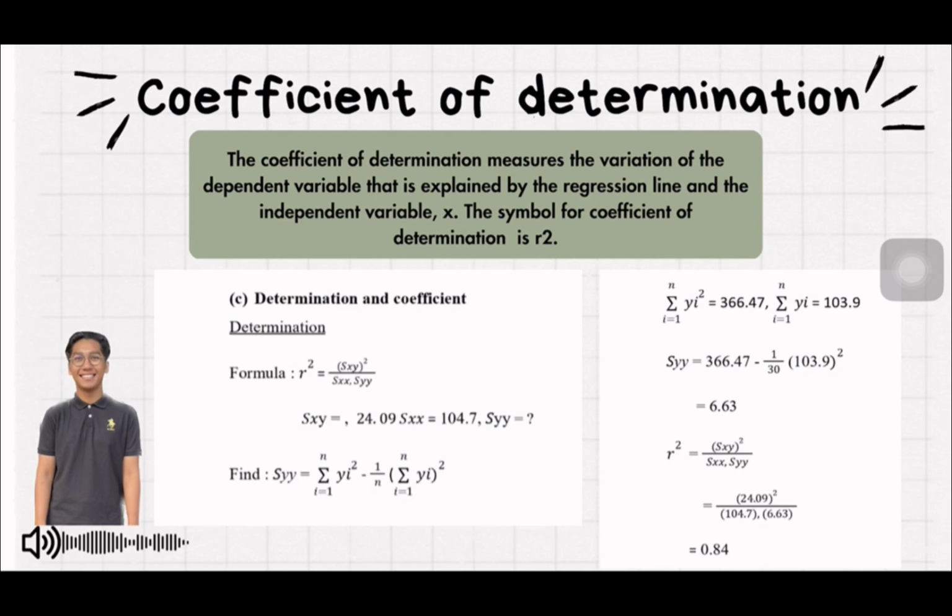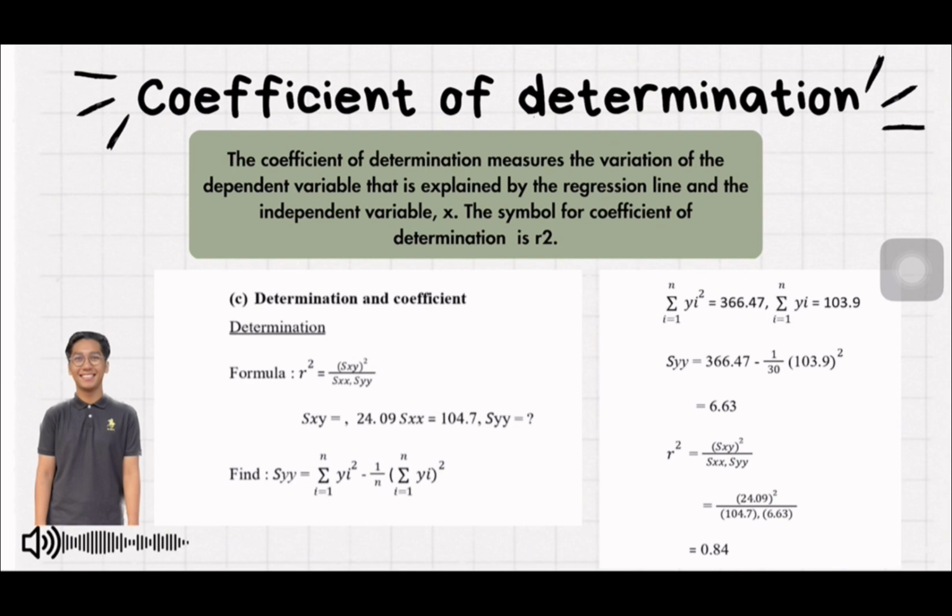Okay, for question C, we'll find the coefficient of determination and the correlation coefficient. The first is determination. We use the formula r to the power of 2 equals, in bracket, Sxy to the power of 2 divided by Sxx times Syy. We know that the value of Sxy equals 24.09, and the value of Sxx equals 104.7, and we need to find the value of Syy.